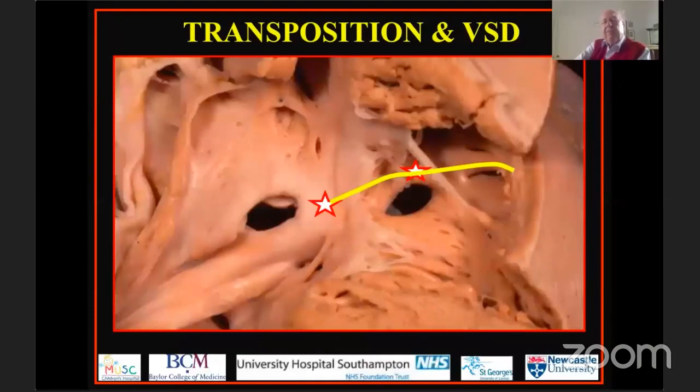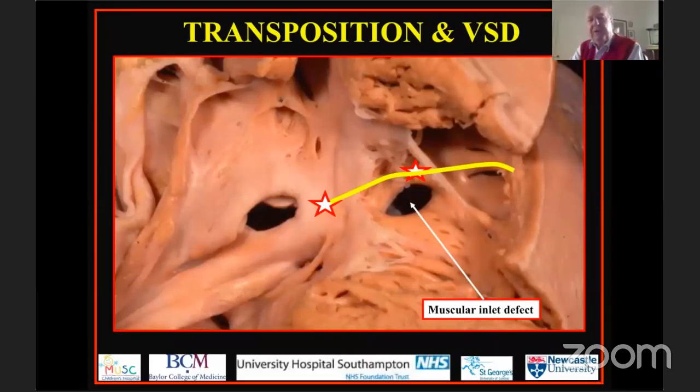So when we put in the conduction axis here, we see that it is running in anterocephalad fashion relative to the ventricular septal defect. And in fact, the defect has exclusively muscular borders and is opening to the inlet of the right ventricle. It is a muscular inlet defect, and it is because it has muscular borders that we find the conduction axis running in anterocephalad fashion.